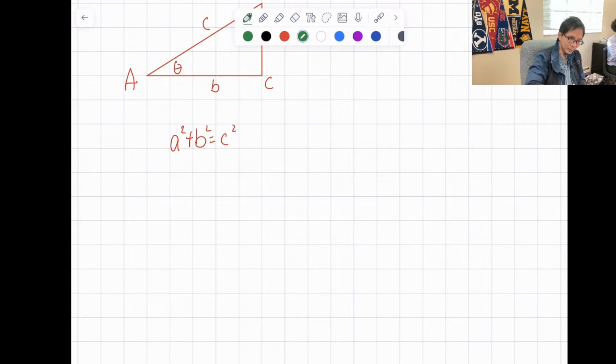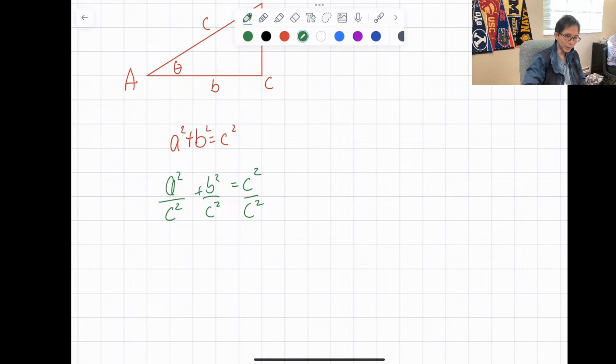Okay. A squared over C squared plus B squared over C squared equals C squared over C squared. What did I do? I divided everything by C squared. What happens on the right side? C squared over C squared is what? What's A over C squared plus B over C squared? So that becomes a new identity.